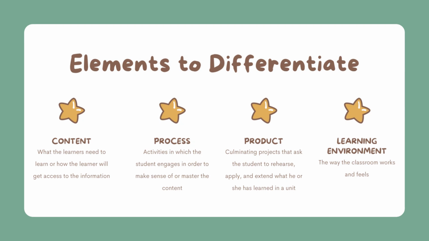Content is what the learners need to learn or how the learner will get access to the information. Process includes activities in which the learner engages in order to make sense of or master the content. Product includes culminating projects that ask the learners to rehearse, apply, and extend what he or she has learned in a unit. Lastly, the learning environment is the way the classroom works and feels.